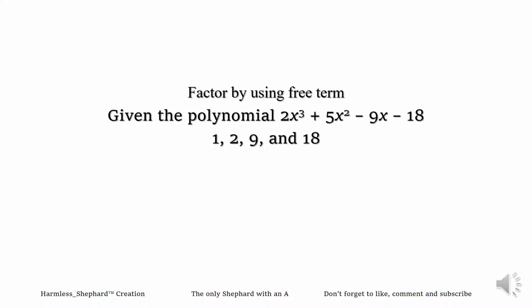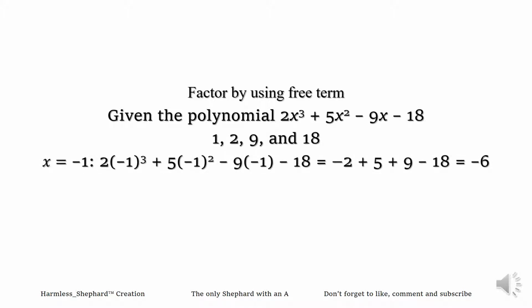So how are we going to do it? What we do is we substitute each of these factors for x in the equation to see which one will give us 0. We'll start by using minus 1, plus 1, minus 2, plus 2, minus 9, plus 9, and minus 18, plus 18. The one that gives us 0, we will stop and then use that one to solve the rest.